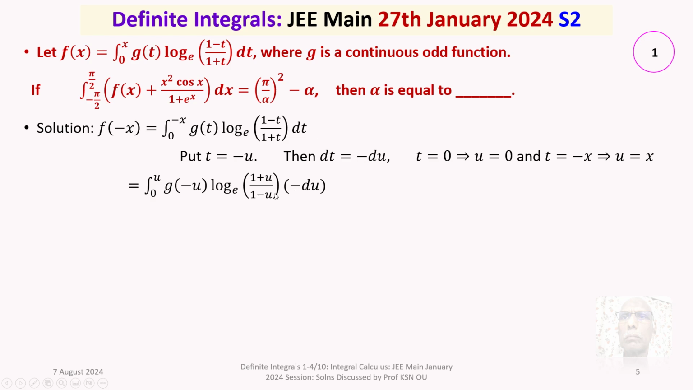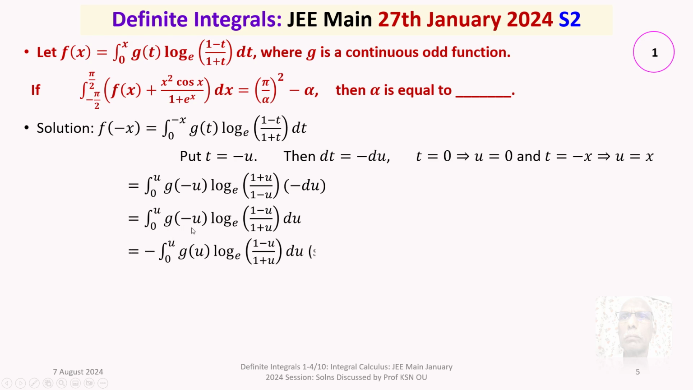Now with this minus, we have written minus of log of (1 plus u by 1 minus u) as log of (1 minus u by 1 plus u). So this we have reverted, taking minus into account. Now g is an odd function, that is, g of minus u is minus g of u, because g is an odd function.